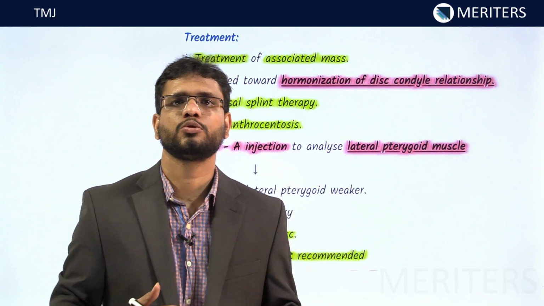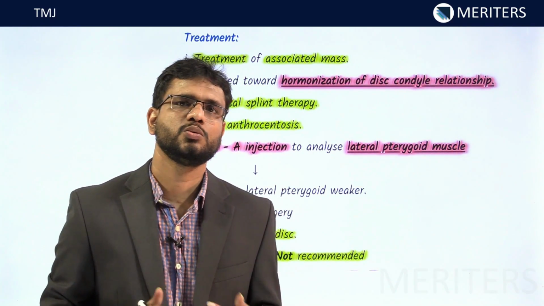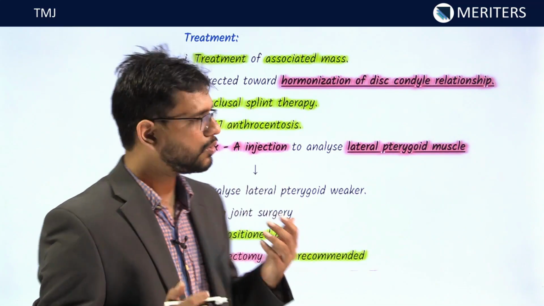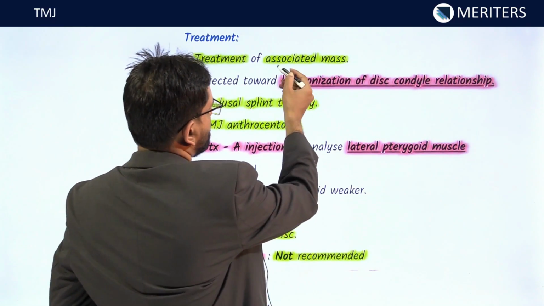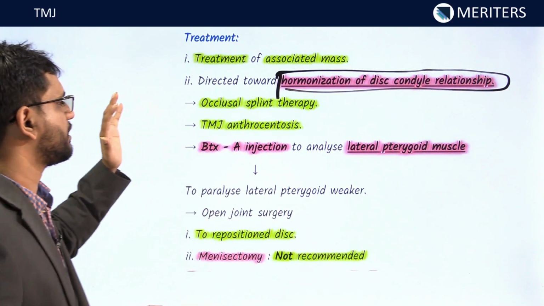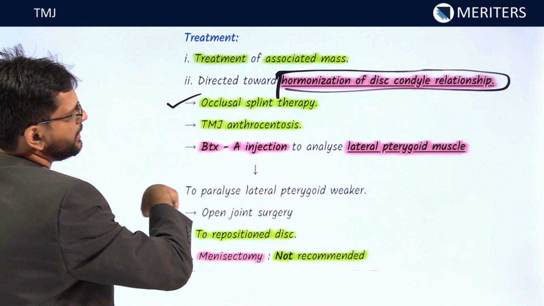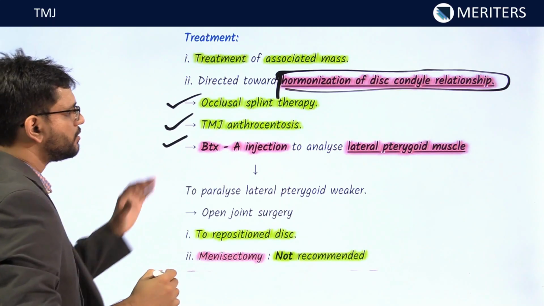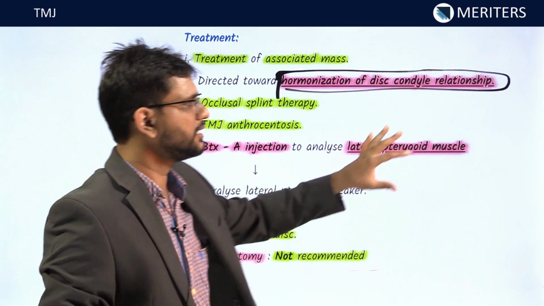Now, how will you approach the treatment of such a condition? Yes, you want to make the disc and condyle relationship proper, right? So how can it be done? It is directed towards harmonization of the disc-condyle relationship, and there can be occlusal splint therapy, TMJ arthrocentesis, or botulinum toxin A injection to weaken the lateral pterygoid muscle.